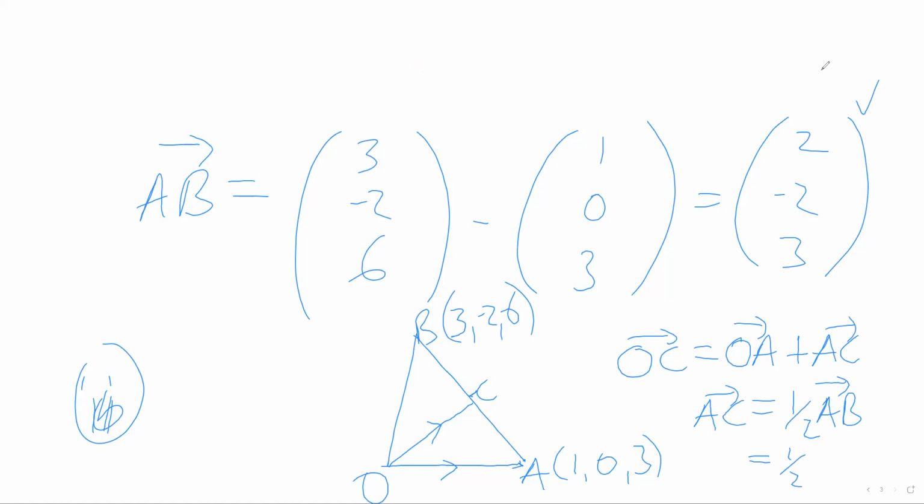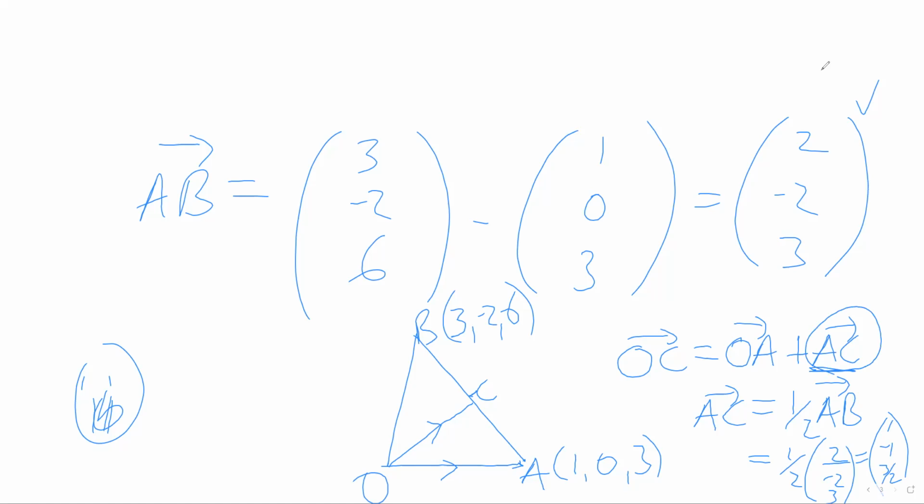So it's 1/2 of (2, -2, 3), which gives us what? You're dividing by 2 throughout, guys. So that will be 1, if you divide this by 2 this will be -1, and the last one will be 3/2. That's AC.